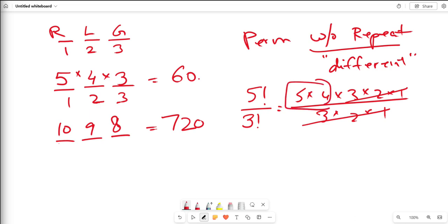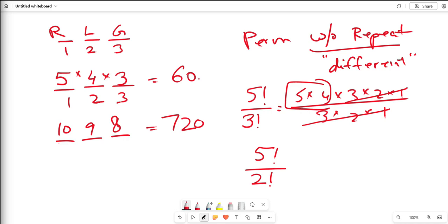Now, if you see here, we were trying to get 5, 4, and 3. So what could we do? How can we represent this 5, 4, and 3 in terms of factorials? We could say this is 5 factorial over 2 factorial, right? Because that would give us 5, 4, 3, 2, 1 over 2 and 1. 2 and 1 will cancel, and so we will end up with 5, 4, and 3. And so that would exactly be this.